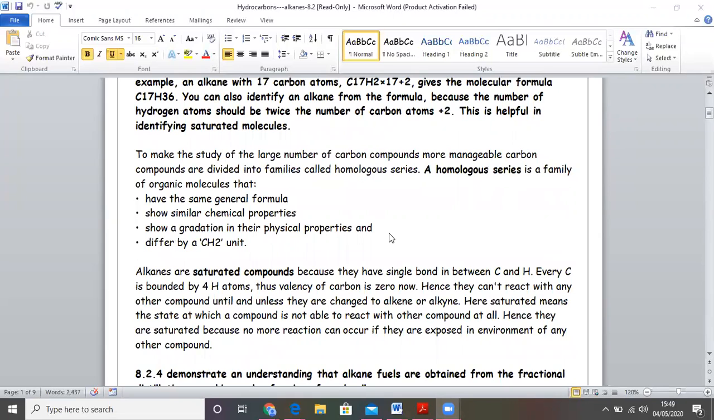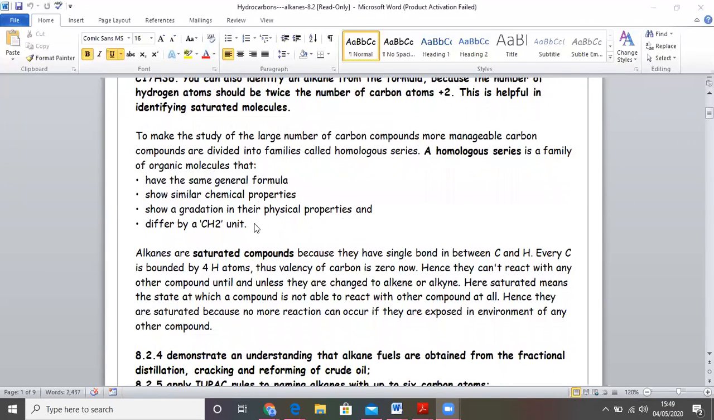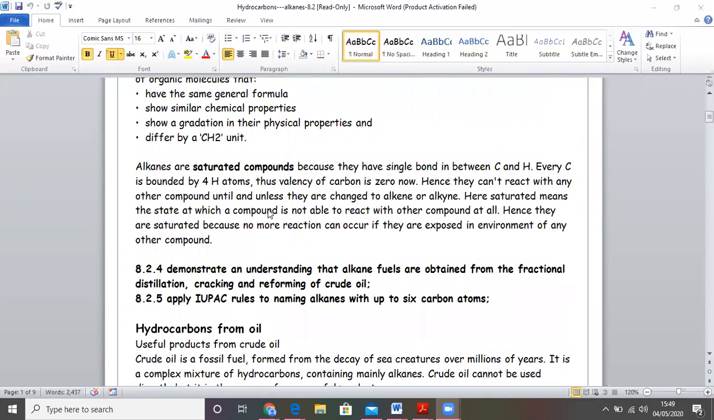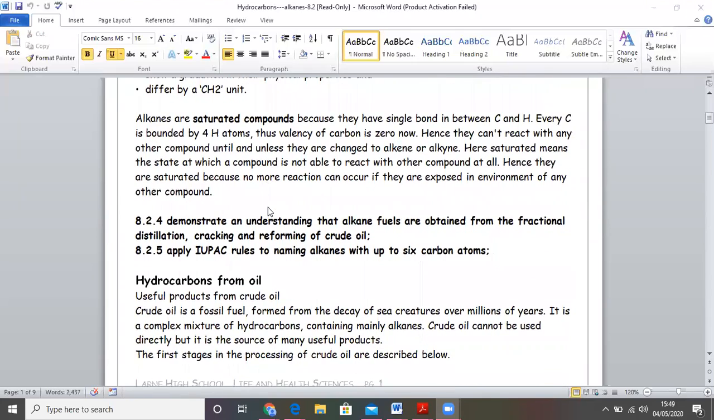Homologous series is a definition you need to know. It could be up to 3 marks, so you need to have 3 of those points memorized. Alkanes are saturated because they have only single bonds, so we need to know that as well.